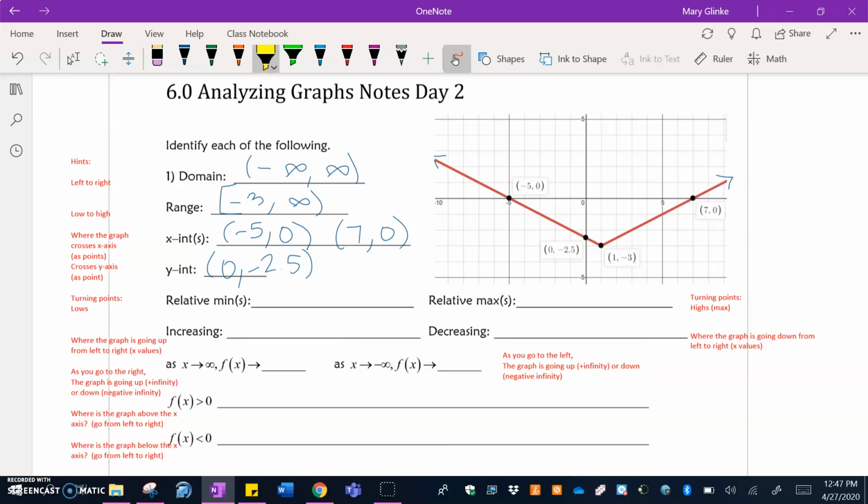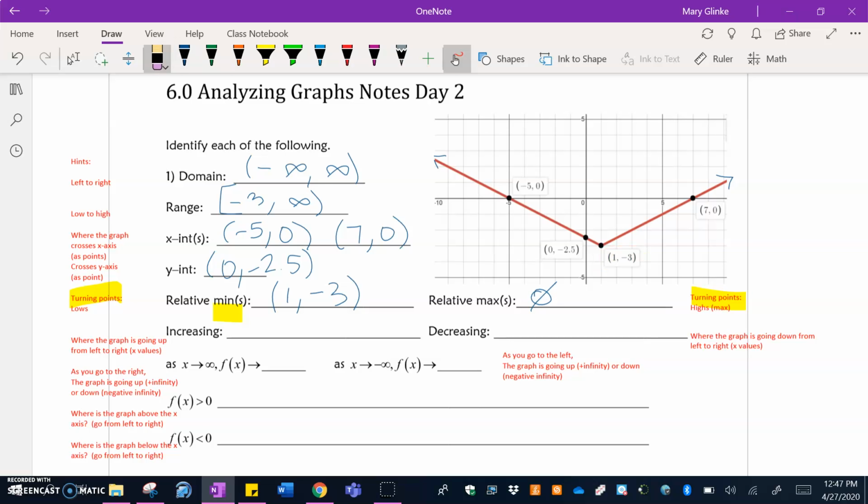My relative max and relative min are going to be turning points. So as you can see, this graph goes down and then up. There is one turning point. It is at this point (1, -3), which means since there's only one, we're going to have a maximum or a minimum. We're not going to have both. Since this is a low point, this is a minimum value. So my minimum here is going to be (1, -3), and I don't have any maximums because I don't ever go up and then come back down.